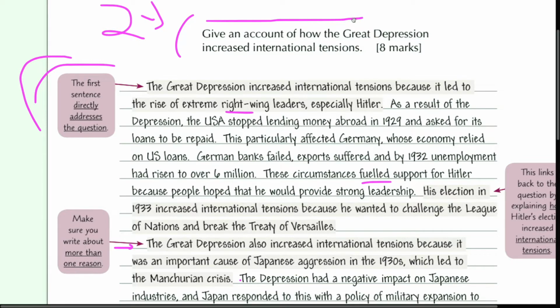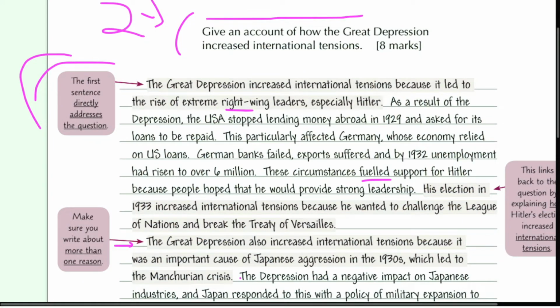Então, uma das razões foi que a Great Depression increased international tensions because it led to the rise of extreme right-wing. Então, segundo ele, isso levou aí ao crescimento desses países de direita, right? Extreme, right? De extrema direita, as they say. So this is one thing, I mean, that when we are going to answer, we have to really be careful in reading and understanding the question so we can give answers that are really connected, that really match the questions, okay? So let's analyze the other one.